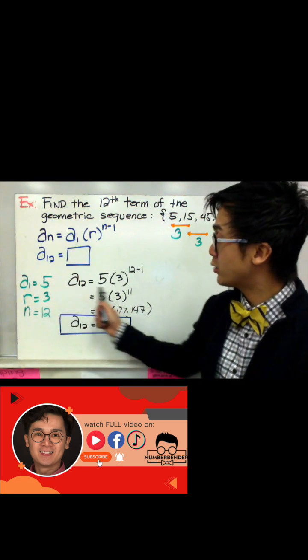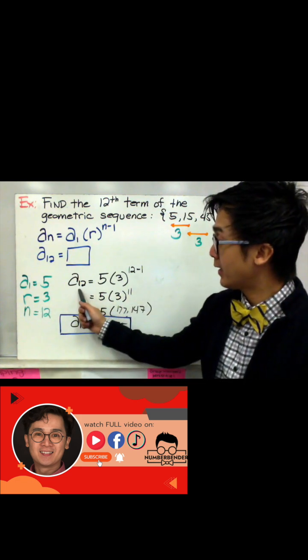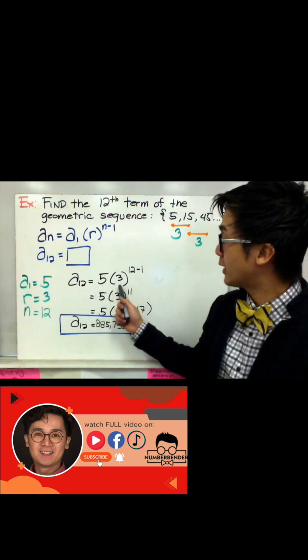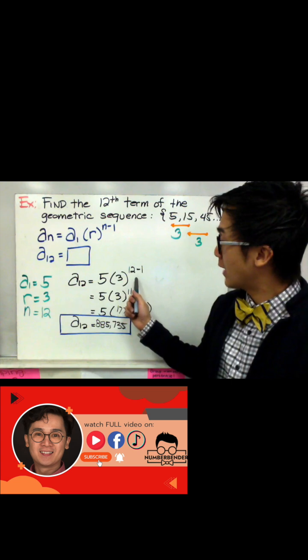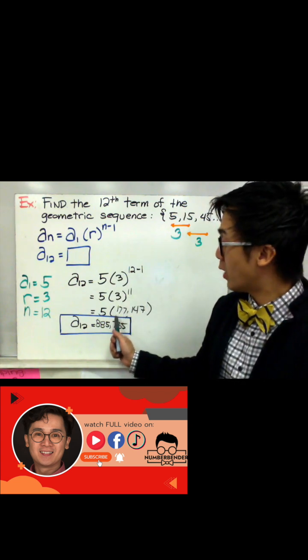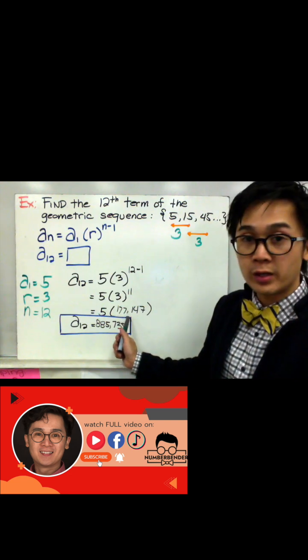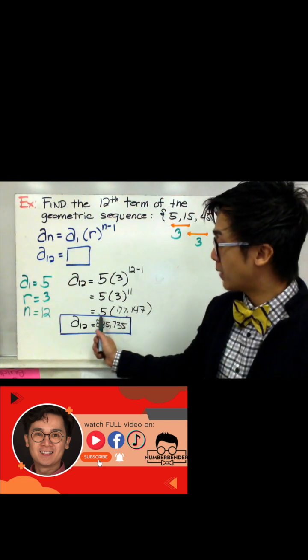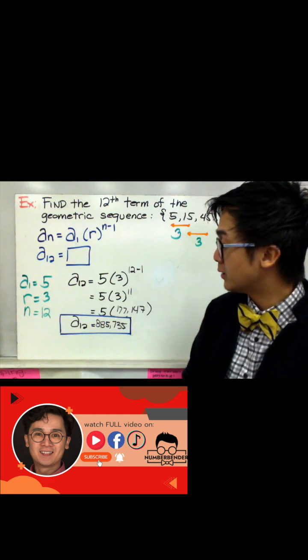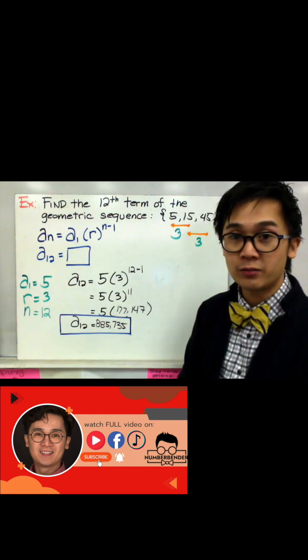Now, to plug it into the formula, we'll have a sub 12, which is the 12th term, equal to 5 times 3 to the 12 minus 1. And evaluating our exponent, 3 raised to 11 will give us 177,147 multiplied by 5, and our 12th term for this geometric sequence will be 885,735.